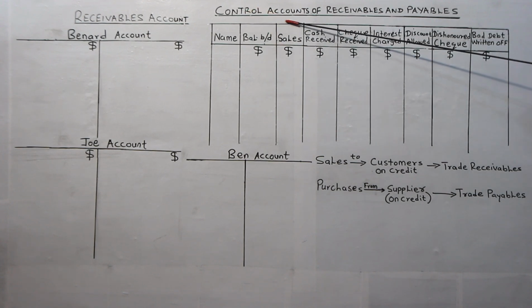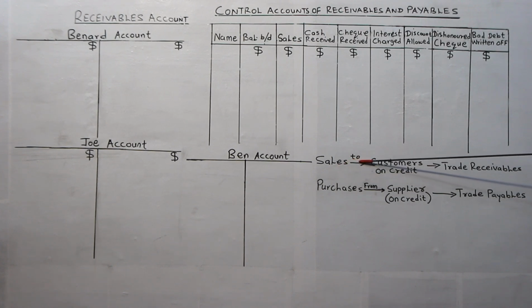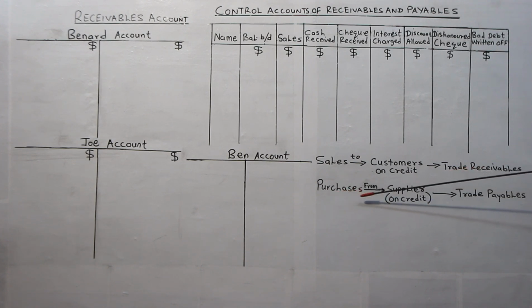So we are looking at control accounts of receivables. When there is sales, and this sales is made to customers on credit, these customers are referred to as trade receivables. On the other hand, when we purchase goods from suppliers on credit, the suppliers are referred to as trade payables. Another name for trade receivables is debtors, while another name for trade payables is creditors.